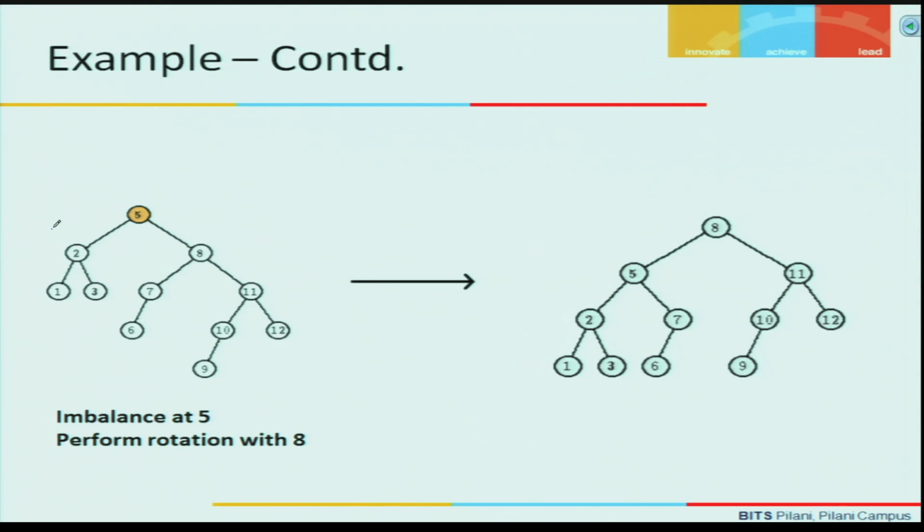Now, we see that height imbalance is propagated one level up. So, let us look at the root which is storing the key 5. Its left subtree will have height 2 and the right subtree is going to have height 1, 2, 3, 4. So, the difference between heights of the left and the right subtree is more than 1. So, we have imbalance at 5.